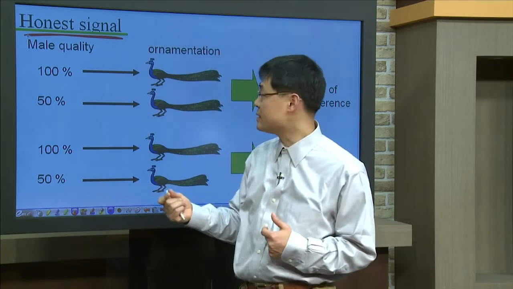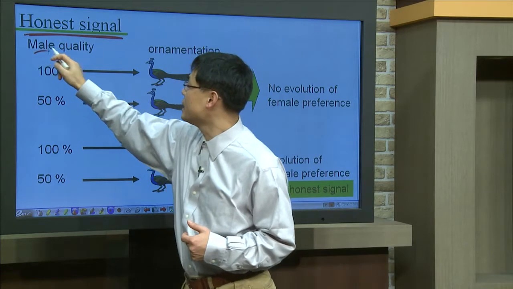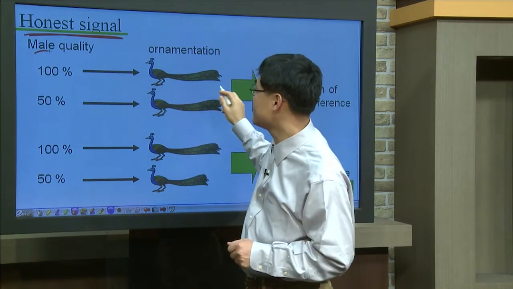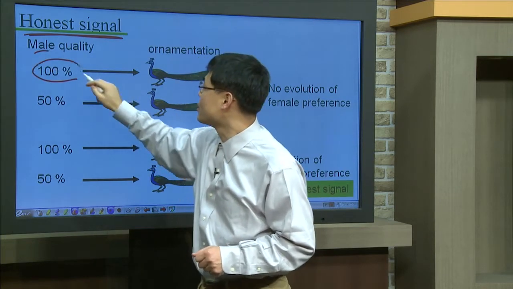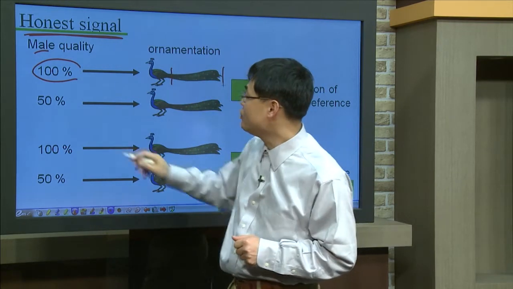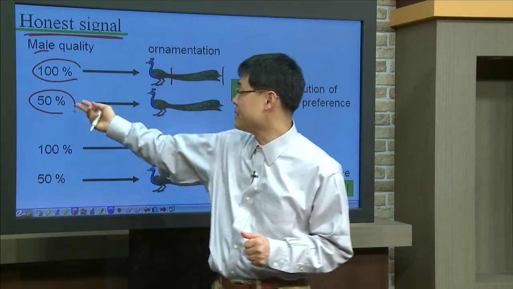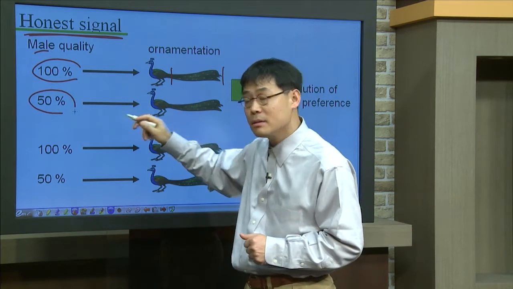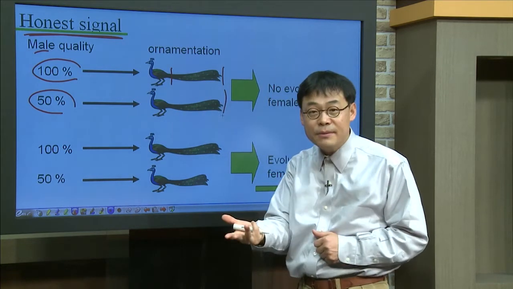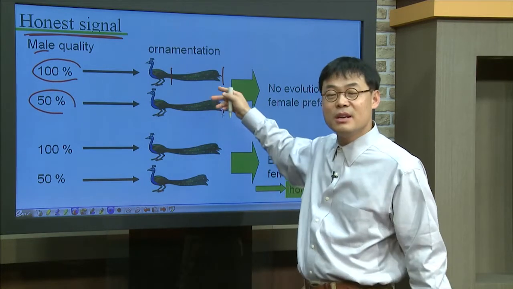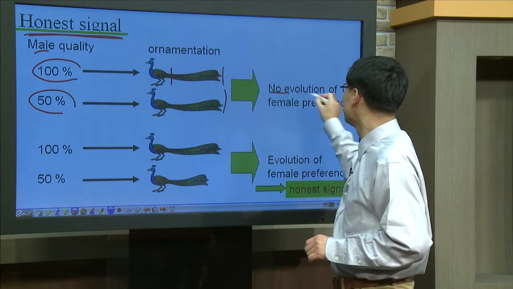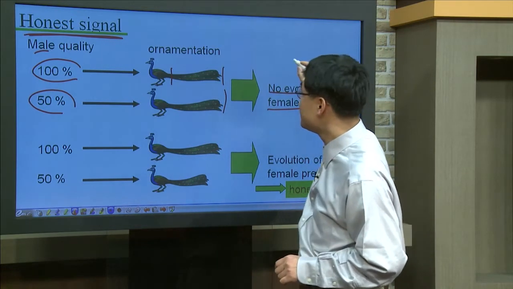What this means is that, let's assume that here's a male. It gives a signal in the form of the length of the tail, or how colorful the tail is. If you have a 100% quality male, a good quality male, he gives this amount of the signal. And if you have some low quality males, 50% quality, and this low quality male gives the same amount of signal as the good quality males, then the receivers have no point of choosing between these two, because these two individuals have the same amount of signal. So there's no evolution of the receiver preference, and this is not an honest signal.